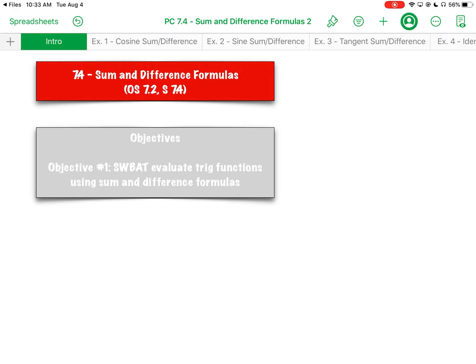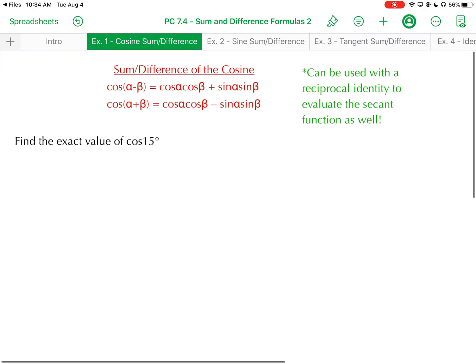What's up, everyone? This is a video lesson for section 7.4, where we will be evaluating trig functions using sum and difference formulas. These formulas are going to be useful because they will allow us to find exact values for trig functions when we're evaluating with angles that are not specifically related to a 30, 45, or 60-degree reference angle or a quadrantal reference angle. So let's start with the cosine sum and difference formulas.